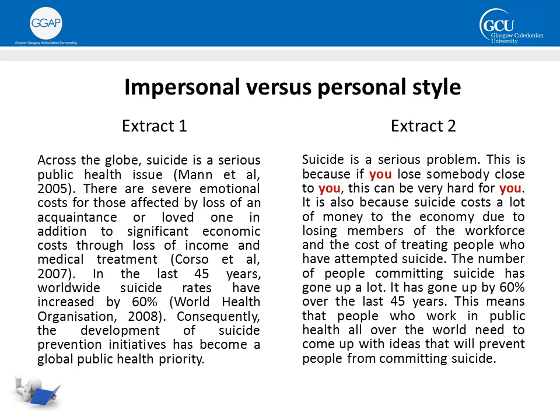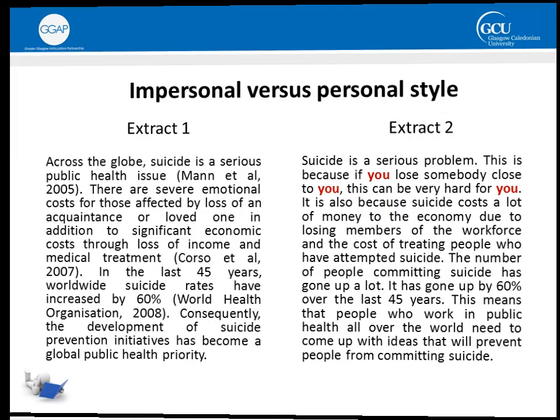As a general rule, academic writing does avoid the use of the first or second person and tends to use the third person, so it avoids the words I, you, we, our and us. Again, we'll take a closer look and explain impersonal writing in more detail in tutorial 3.